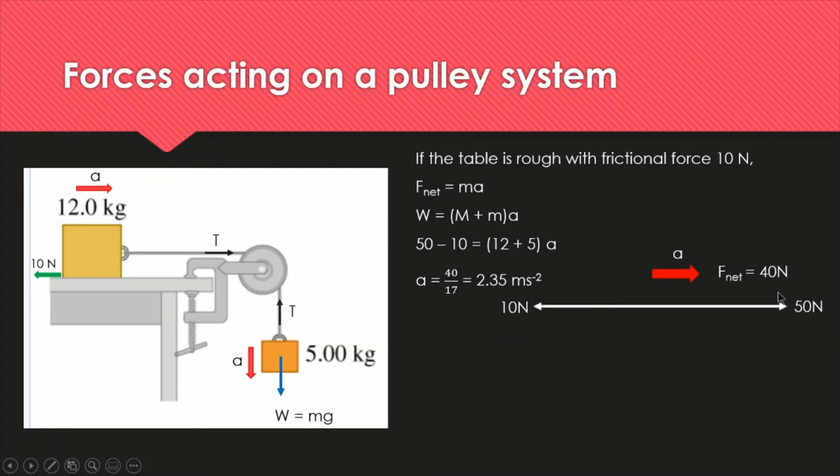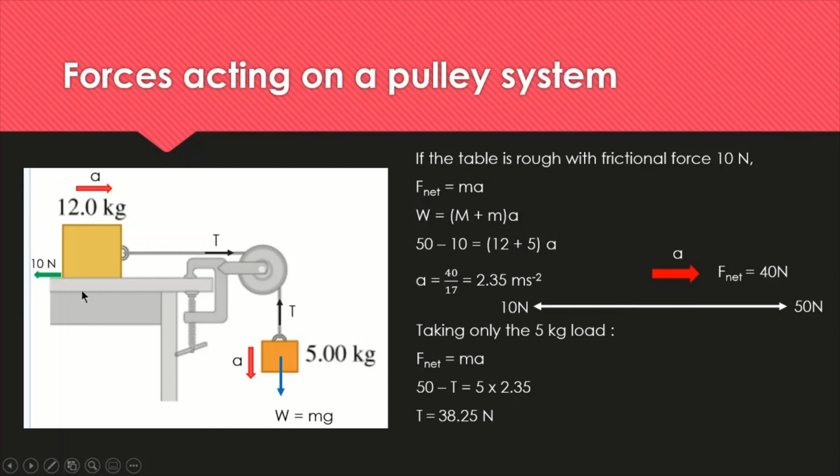Now tension, what about tension? If we look at this side, same way, it is moving downwards. So W is the same direction, so 50 minus T, the tension, which is in the opposite direction, equals 5 times your acceleration. So now we get our tension of 38.25. Okay, so the tension is 38.25.